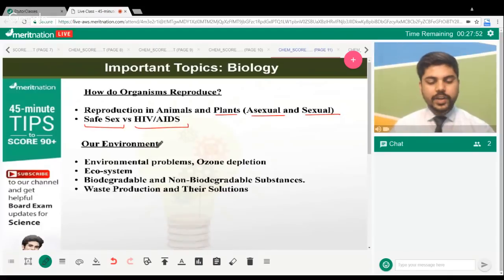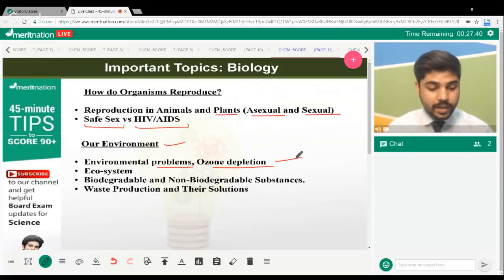If I talk about the simplest chapter in the biology section, that is our environment, environmental problems and ozone depletion is a very hot topic. Questions can be asked from this particular topic. The second is ecosystem, biodegradable and non-biodegradable substances, waste production and their solutions.